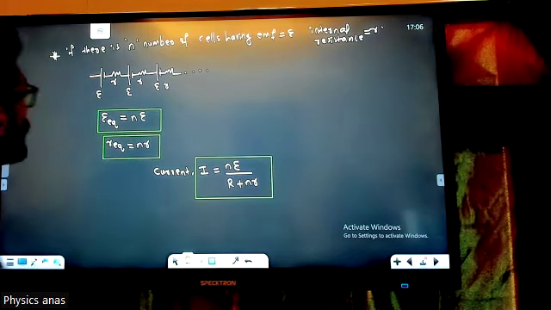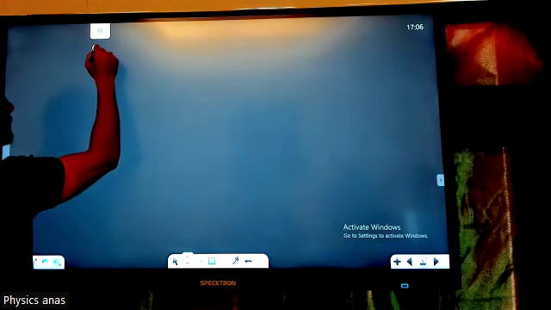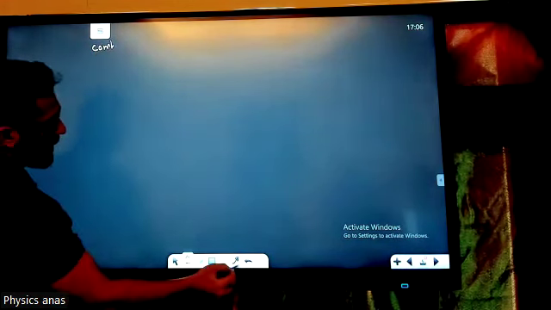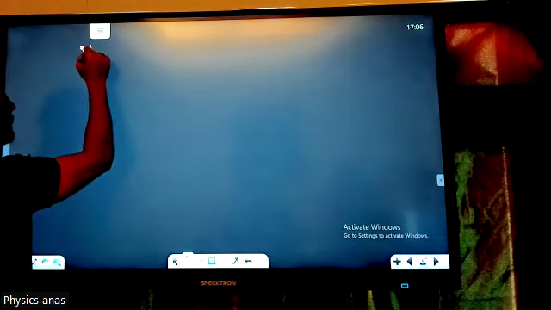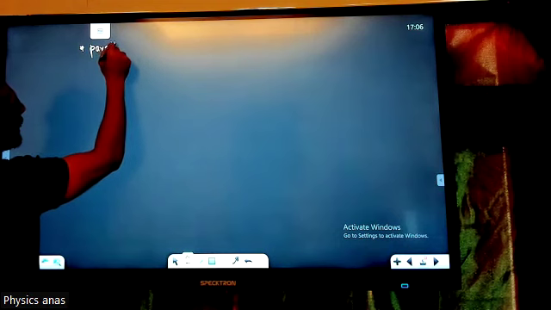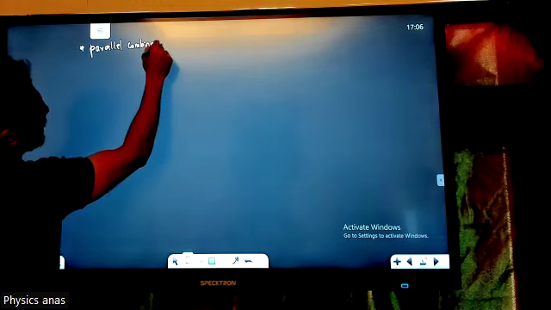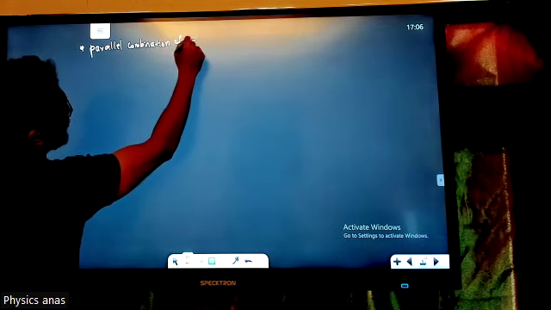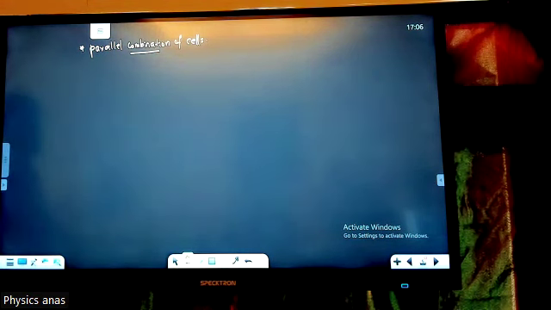Okay, I'm going to the next one. Next topic. What is that? Combination of cells in parallel, or parallel combination simply. Parallel combination of cells. What is parallel combination of cells?